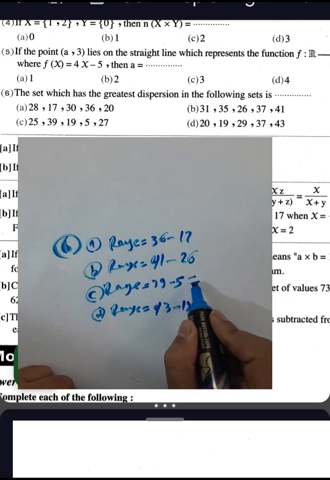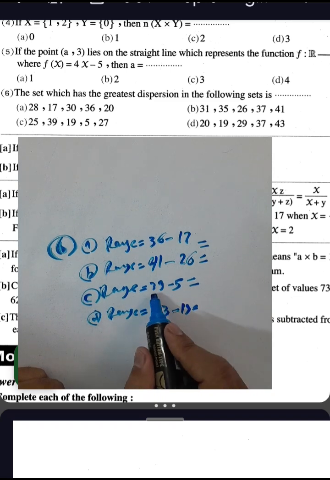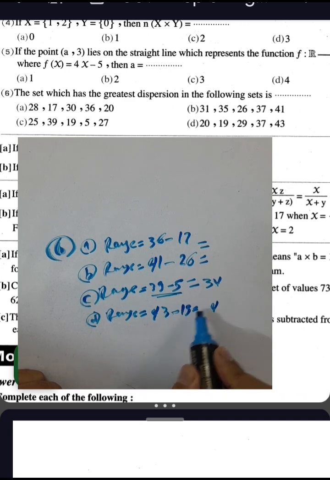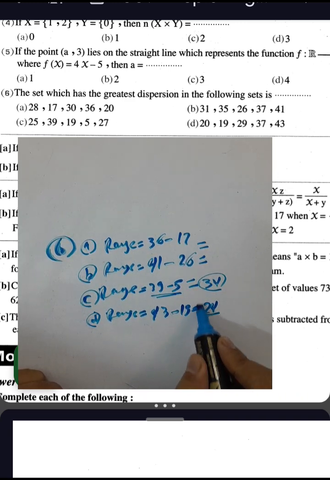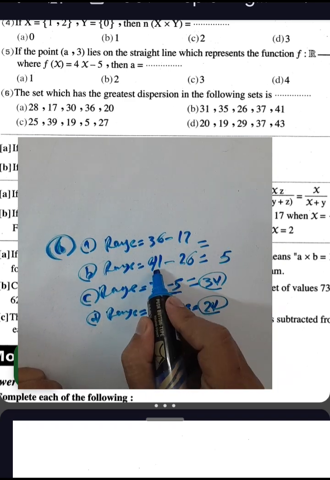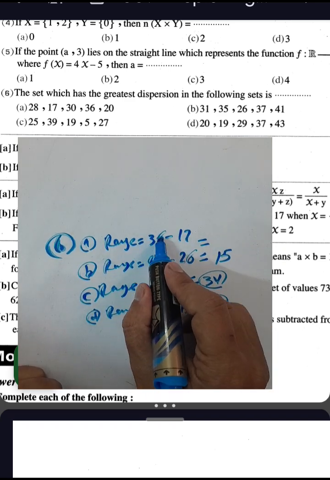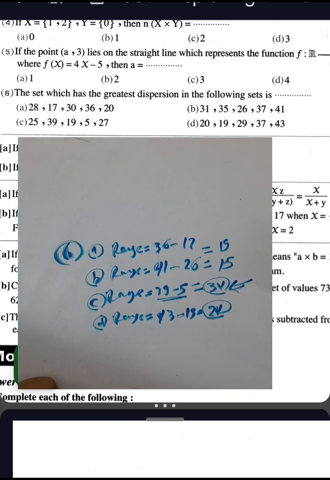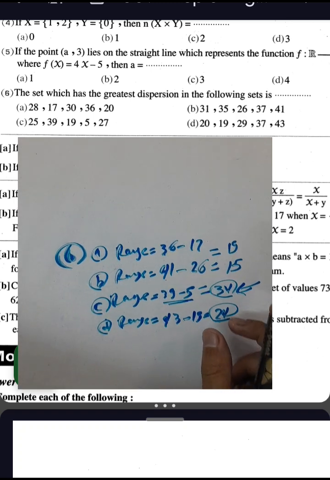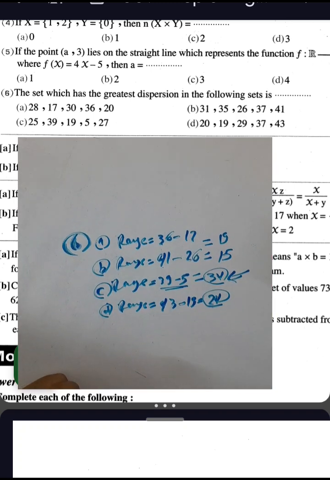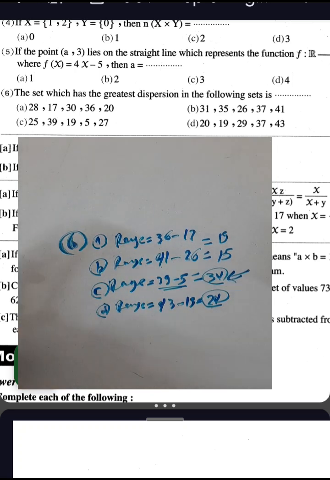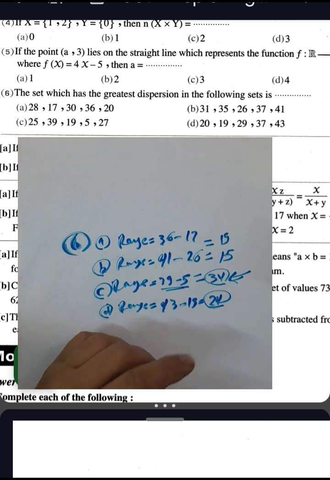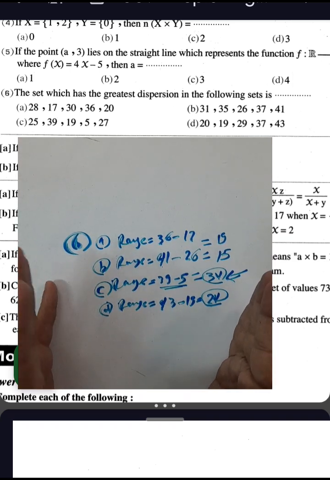Find the difference between all of them. It will be 34, and 30 minus 9 will be 4, 3 minus 1 equals 2, 11 minus 6 will be 5, 3 minus 2 is 1, 16 minus 7 equals 9, 2 minus 1 equals 1. Then the result will be letter C. The range was 34, the greatest dispersion here. Then for the set which has the greatest dispersion in the following sets, choose letter C, because the range will be the greatest from the largest number and the smallest number.